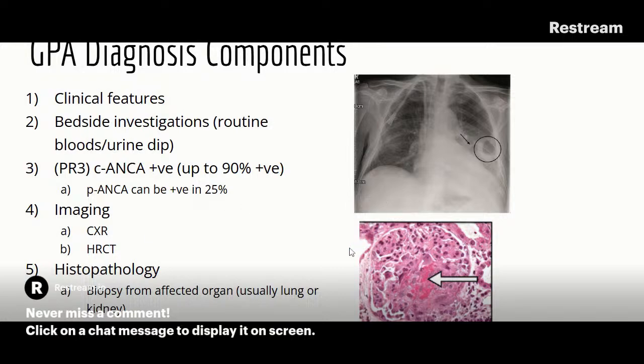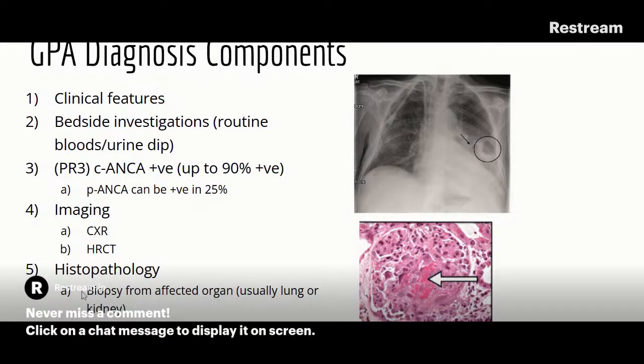Imaging, so you do a chest x-ray, you look for any diffuse alveolar hemorrhages, as you can see here, and you do a high-res CT. You're looking to see how the lungs have been affected. You're looking to see if there's any features of vasculitic changes, right?